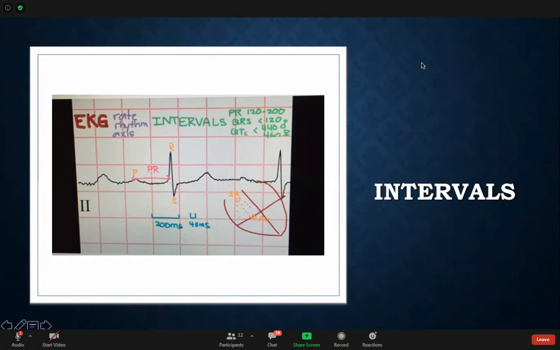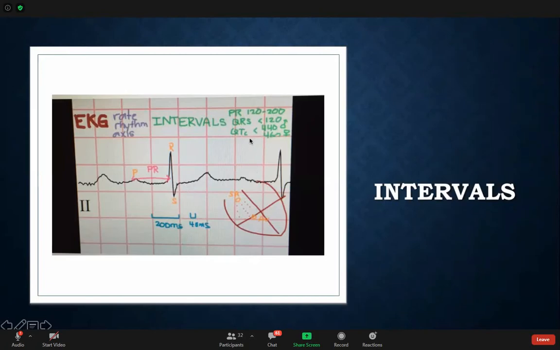Let's see the chat. So 200 milliseconds, how many small squares? Okay, 5. Yeah, exactly. So this is the normal, it's 3 to 5 squares. I just want you to understand the concept of time. Perfect. So this is your PR. Anything longer, you'll call first degree block. The QRS is usually less than 120, which is 3 small squares, right?